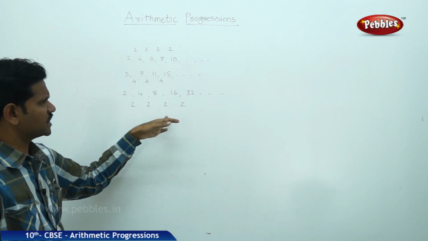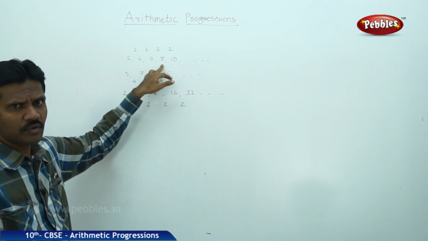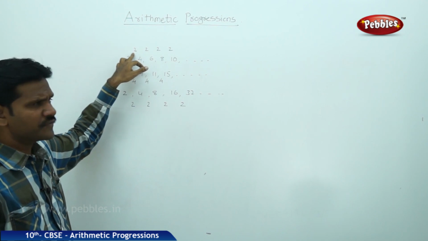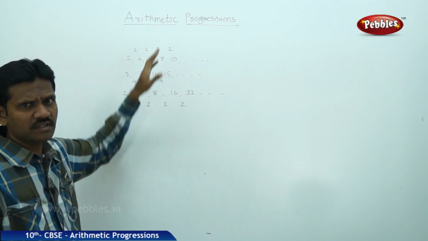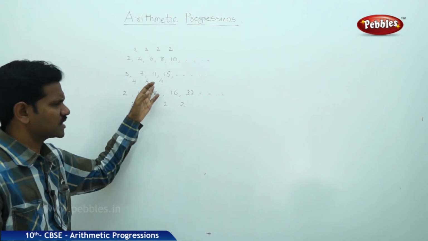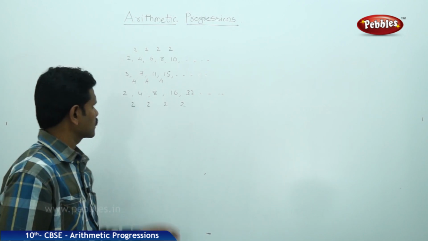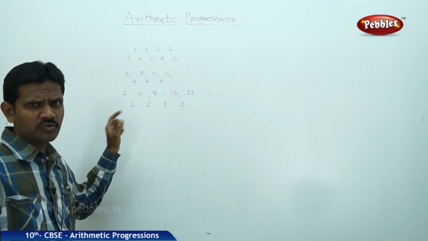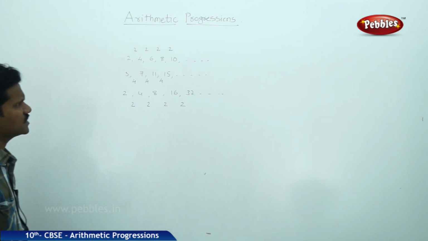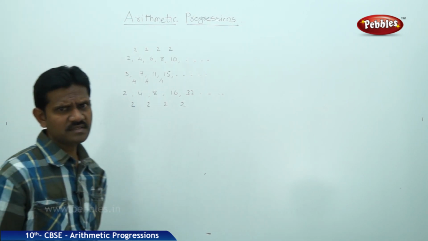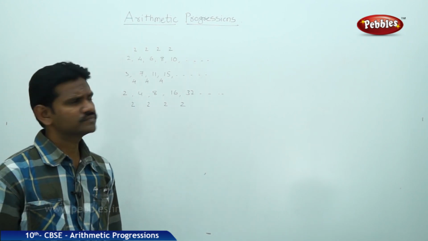In these three examples, if you observe, in example number 1 you add a fixed number to its preceding number to get the next number. Example 2 is also the same, but in example 3 you are multiplying a fixed number to its preceding number to generate the next number. Such sequences are called progressions.